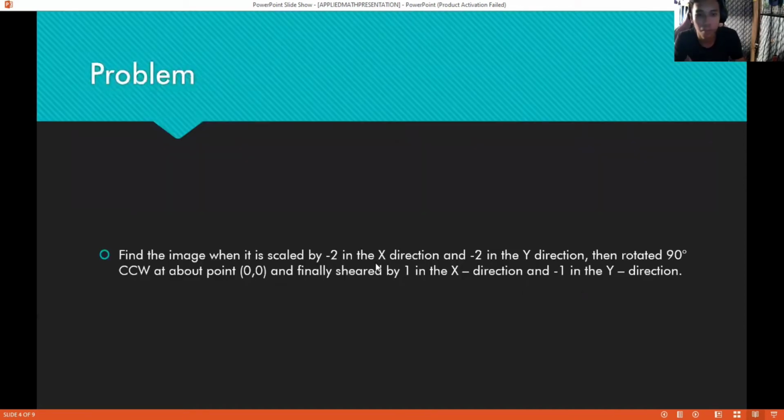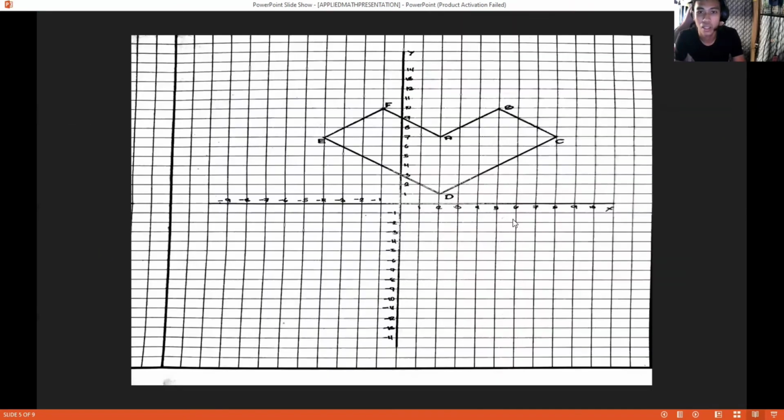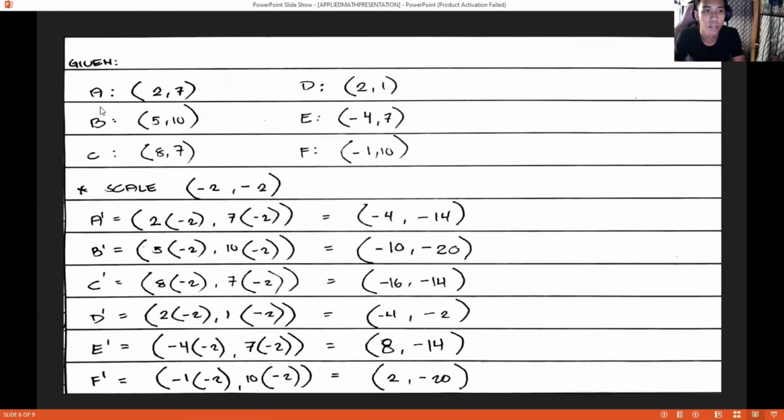Since our problem told us first to scale every vertex by -2 in the x and -2 as well in the y direction, we will go back to the given problem. A is 2, 7, and B is 5, 10, where this is our x and this is our y. So C and so on and so forth. First, we need to scale by -2 in x and -2 in y.